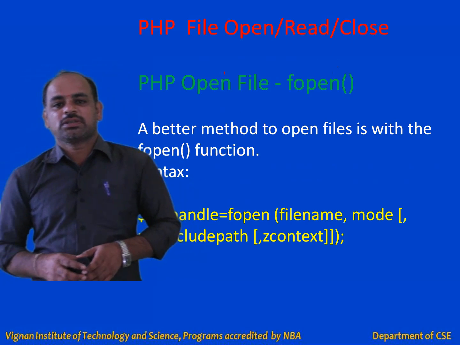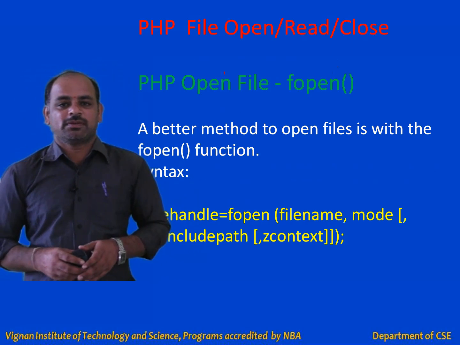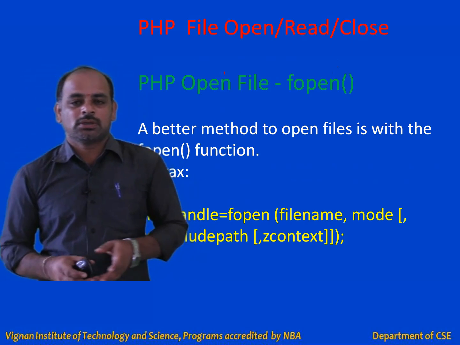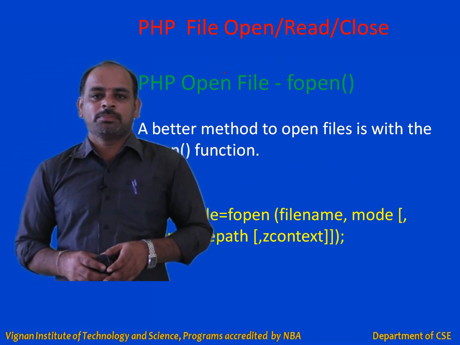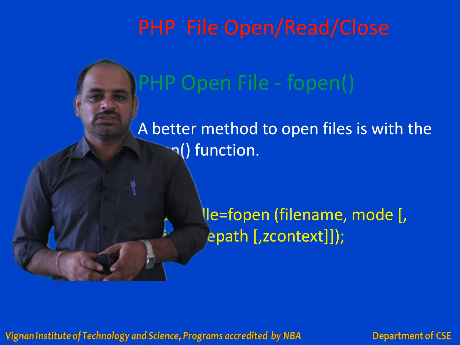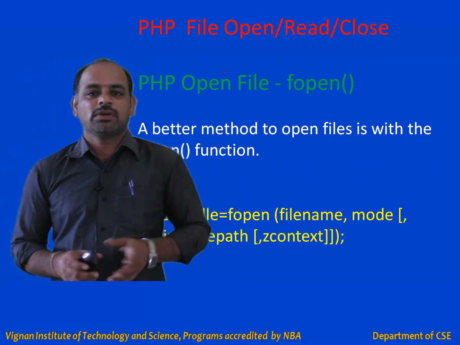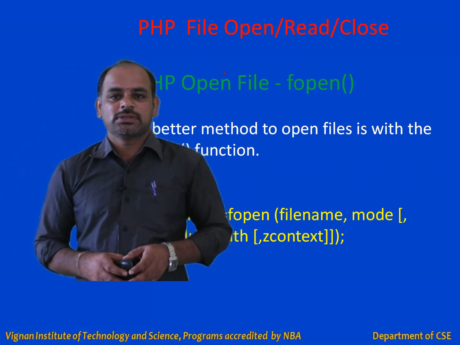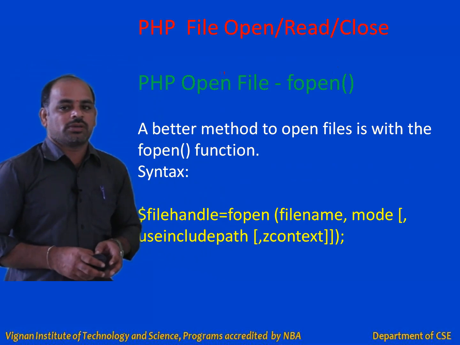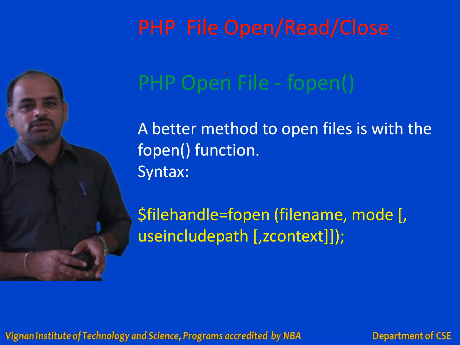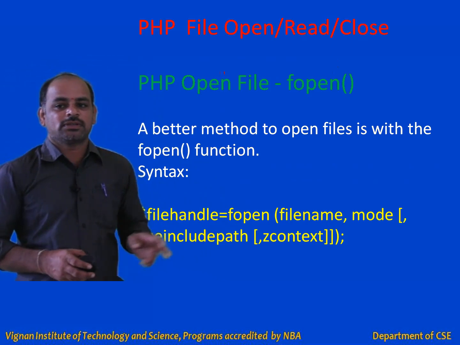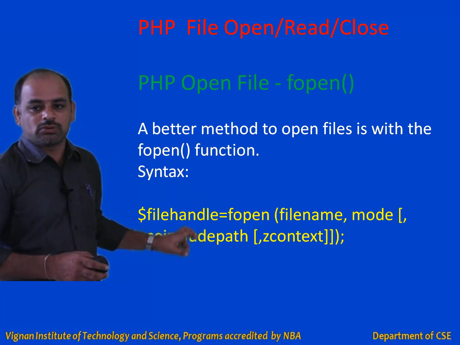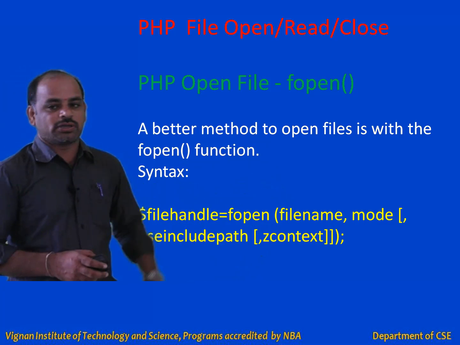See, the first step is we have to open the file. So how to open the file? In order to open a file in PHP, we have a predefined function, the fopen function. By using the fopen function, we open the file. You can see the syntax of this fopen function. It has parameters: one is the file name, another is the file mode, another is use include path, and then get context.